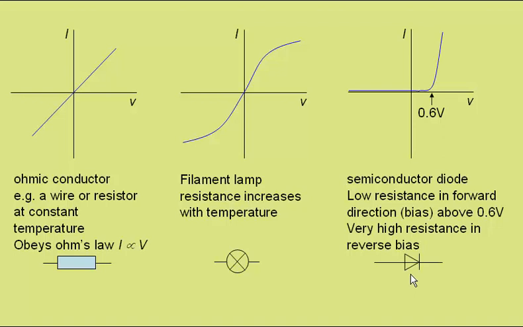This is the circuit symbol for a semiconductor diode, and as you'd expect, this, effectively like an arrowhead, shows the direction in which current is able to flow, with current not being able to flow in this direction.